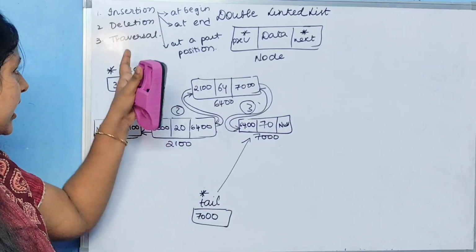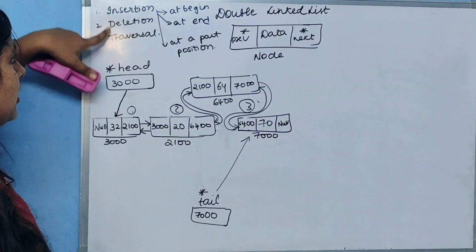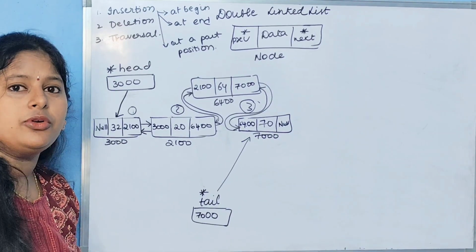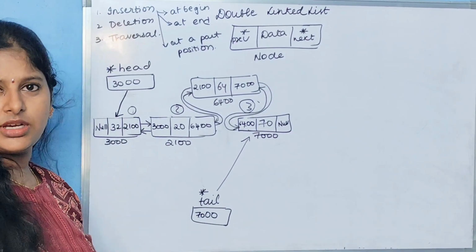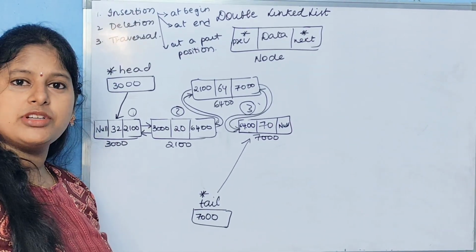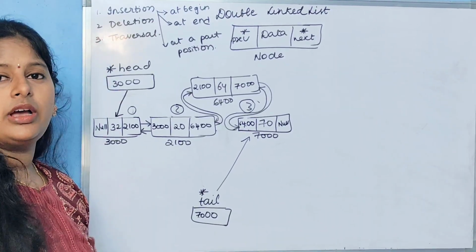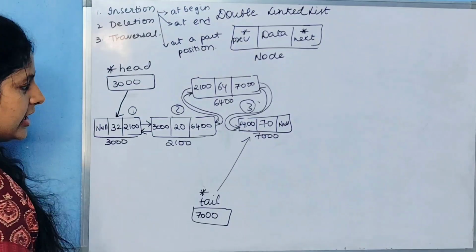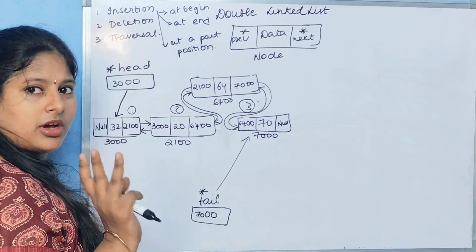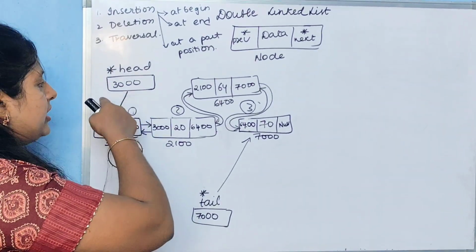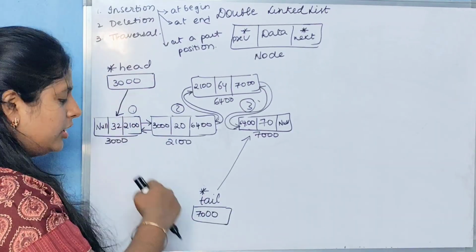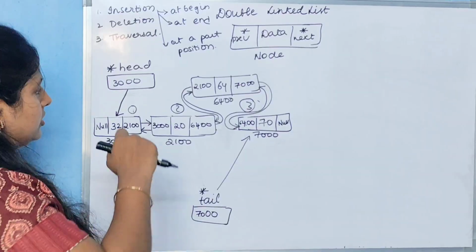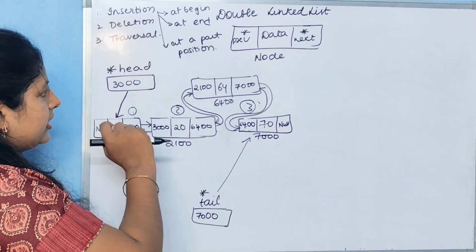Now let's see the third operation, traversal. Okay, we have known what is traversal in the previous lectures also. What is meant by traversal? Visiting each node, and this process is called traversal, right? For example, if I asked you what is the third node, how can I see? I can either travel from the head node or from the tail node, and I can find what is the third node, right?